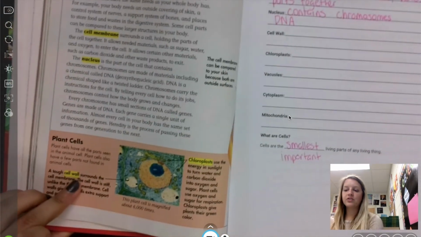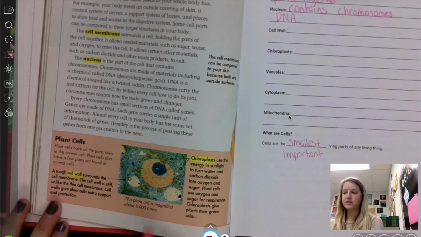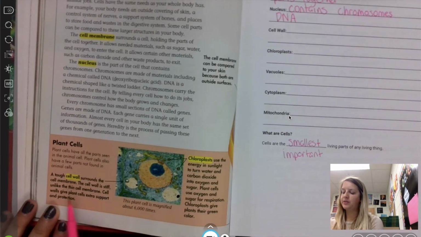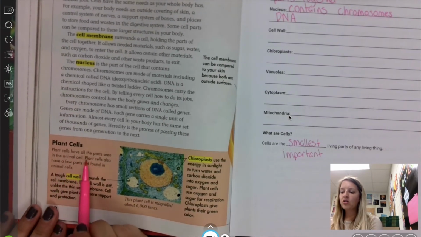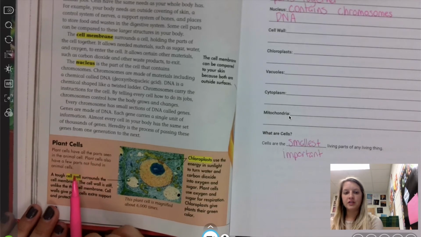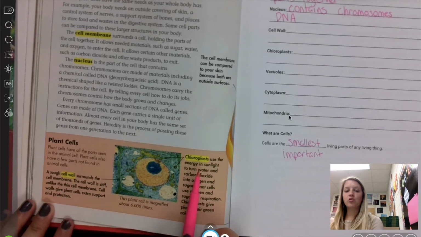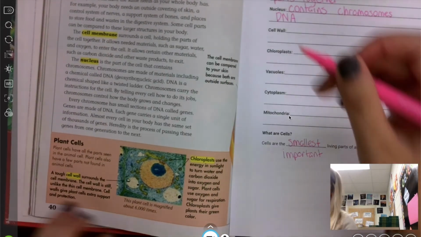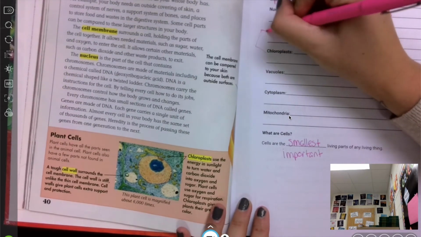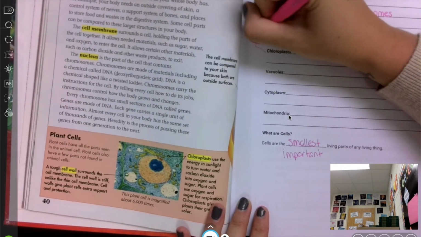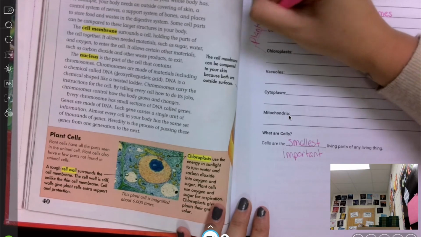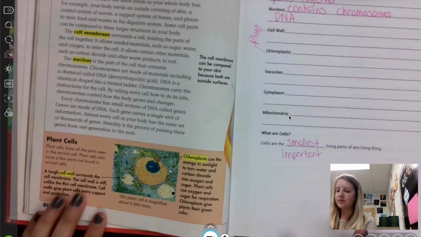We're going to read underneath where it says plant cells to get some of our other vocabulary. Plant cells have all the parts seen in the animal cell. Plant cells also have a few parts not found in animal cells. So both a cell wall and chloroplasts are just in a plant cell. So I might put that on my notes and just say that this is plant so that I know that.